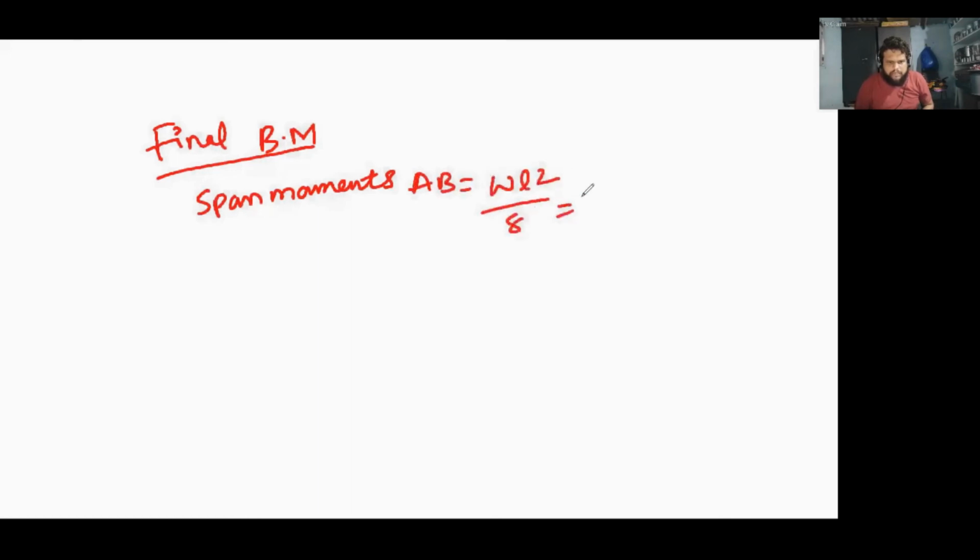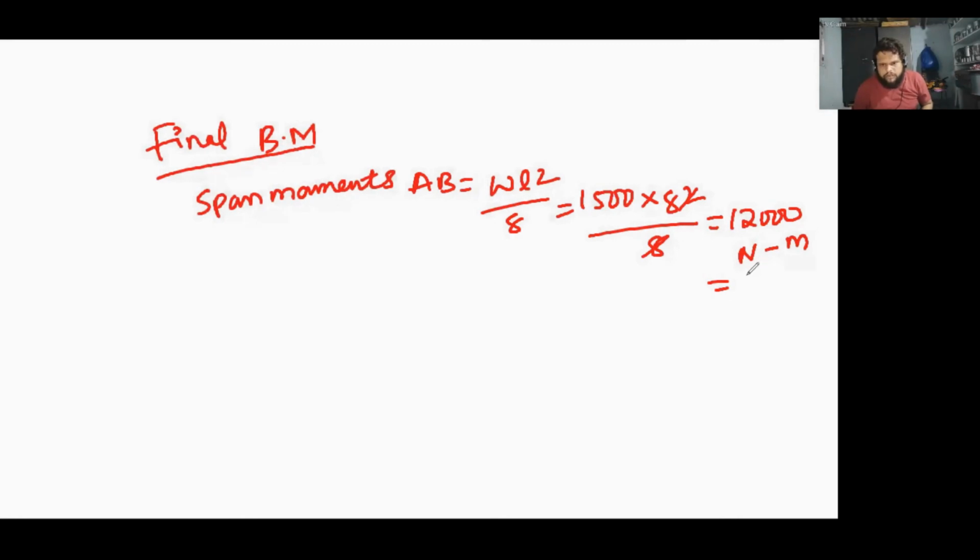So what is W there? 1500 times length 8 square divided by 8. So 15 times 8. What is the length of this span? Length of this span is 8. WL square by 8. Okay, 8 5s are 40, 8 1s are 8. So this is 12,000 Newton meter. So if I write it in kilonewton meter, is it 12,800 plus 40?